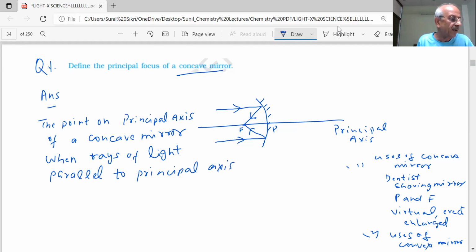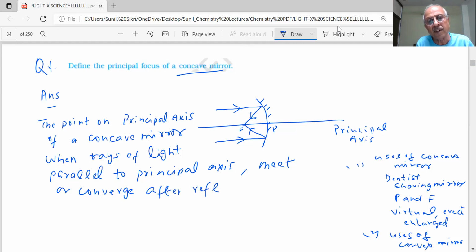What happens to them? They will meet after reflection. They meet, or converge. They are meeting or converging at this point. They meet or converge after reflection. Okay?